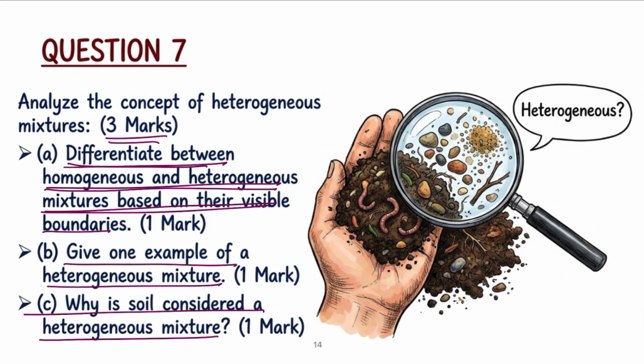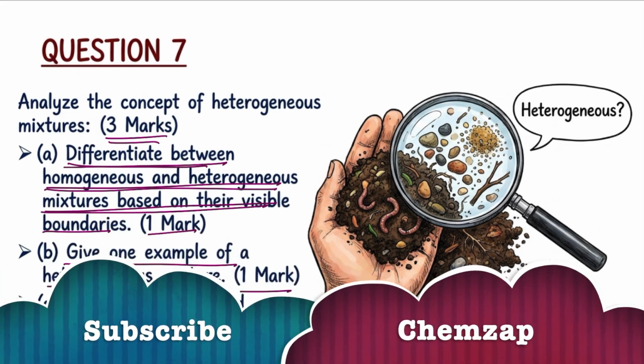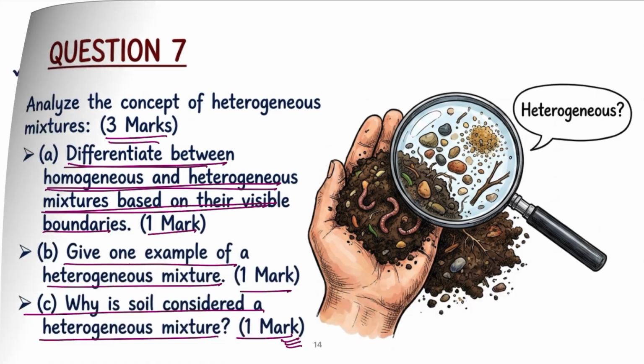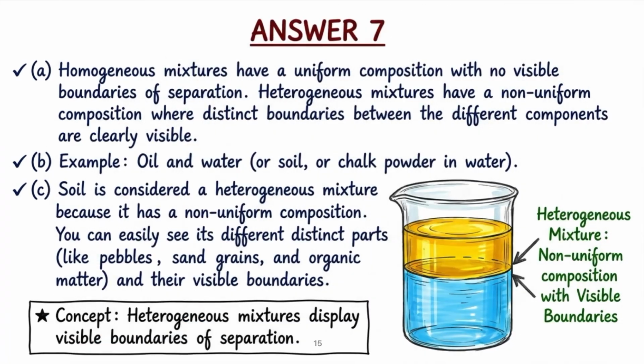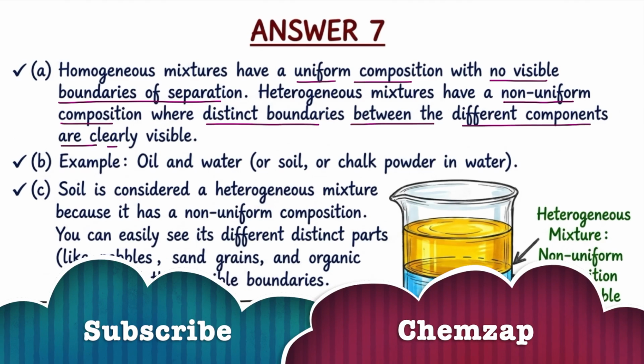Why is soil considered as a heterogeneous mixture? See that all are the 1-mark questions. So now check the answer. See that homogeneous mixtures have a uniform composition with no visible boundaries of separation, while heterogeneous mixtures have a non-uniform composition where distinct boundaries between the different compounds or substances are clearly visible.